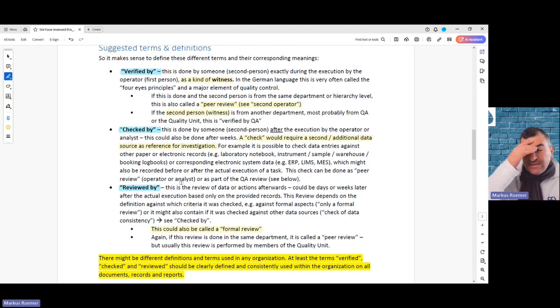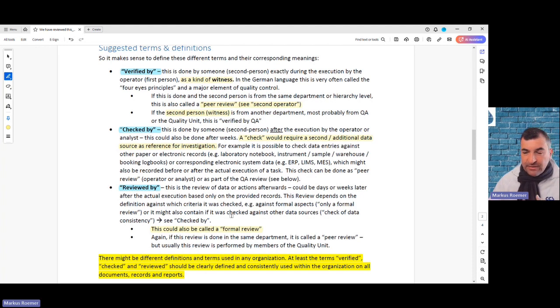The review by is basically a review of data; I also call it a formal review, to verify if the right procedure was followed, the right templates were used, the version of the form or whatever. For a check of data consistency, you must go back to checked by. But if you don't have any second data source and you have not been a witness during the process, you cannot put a review on that and have the expectation that the data is accurate, that the data is correct.